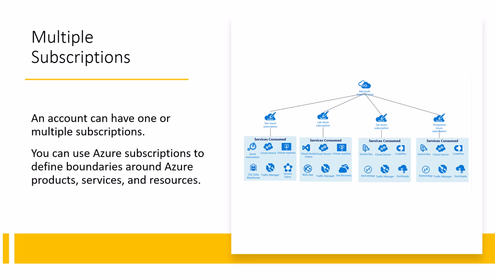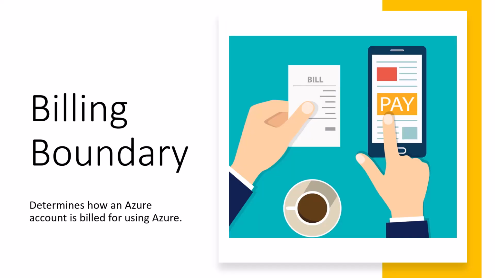Essentially, what you do with an Azure subscription is you use it to define boundaries around Azure products and services. There are actually two types of boundaries that Azure subscriptions function as: billing boundary and access control. When used as a billing boundary, an Azure subscription determines how the Azure account is billed for using Azure. For example, you can create multiple subscriptions for different types of billing requirements. And Azure will generate separate billing reports and invoices for each of those subscriptions, which allows you to better organize and manage costs.